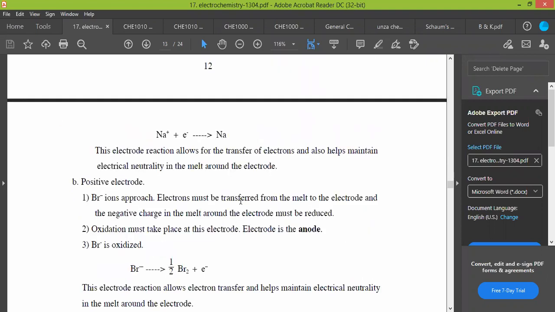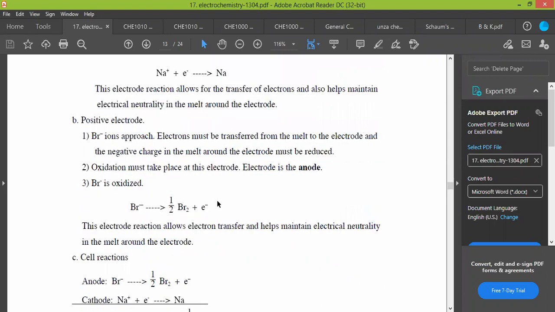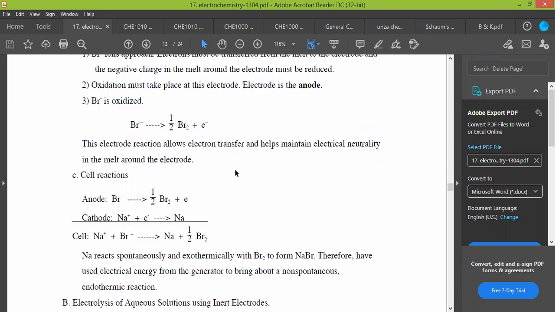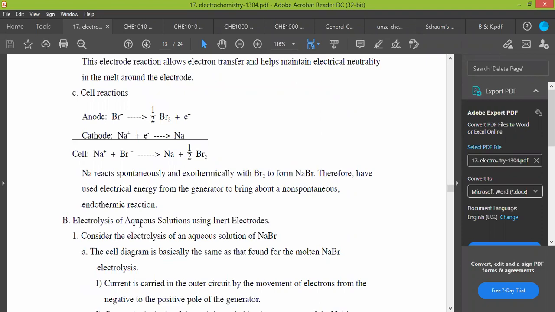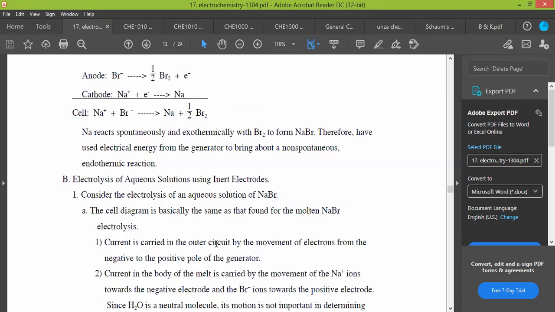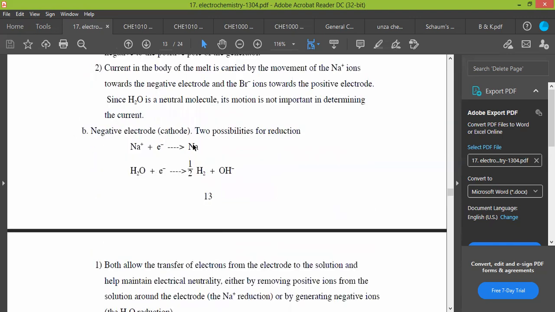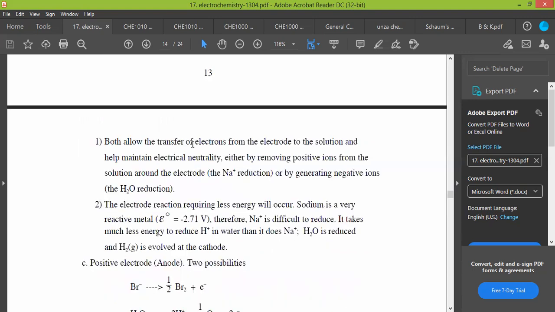Okay, so here again, they're just explaining what is happening to the bromine electrode there. So, electrolysis of aqueous solution using inert electrodes. We consider that the cell diagram has been given. A current is carried out in the circuit by the movement of electrons from. Okay, so I think this is just a repetition of what we've actually looked at.